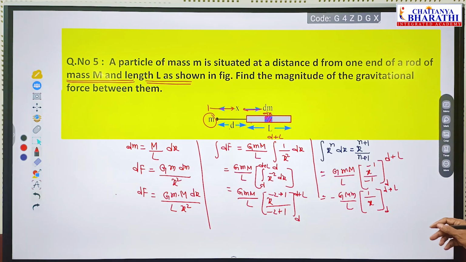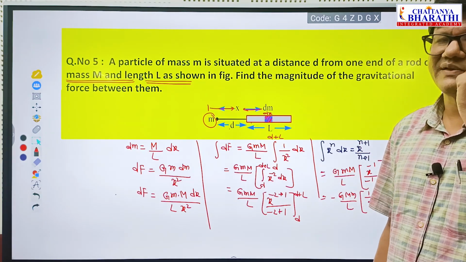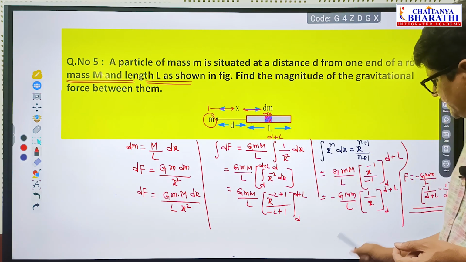If you apply the limits d to d plus L, then what you can obtain? The final answer goes to F equals minus G capital M small m by L into, if you apply limits, 1 by d plus L minus 1 by d. So this is the force between this rod and this point mass. Is it clear? So force between the rod and the point mass is how much?